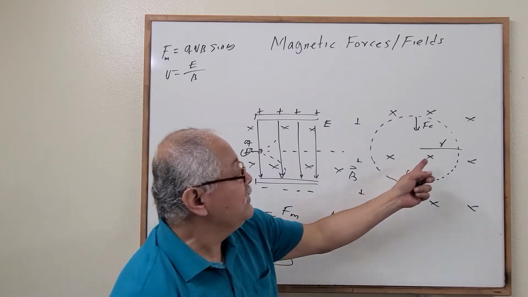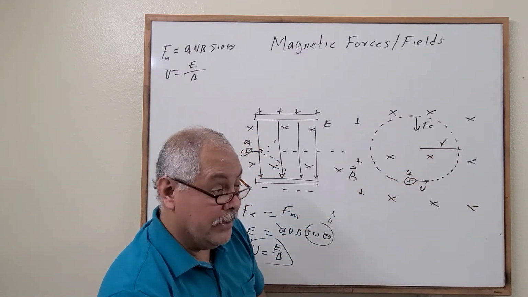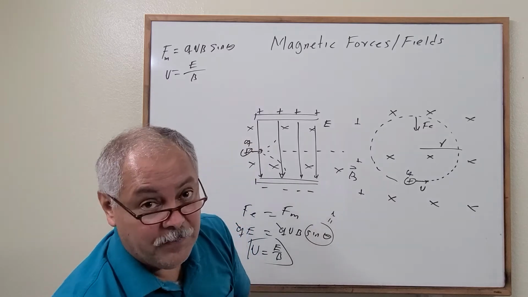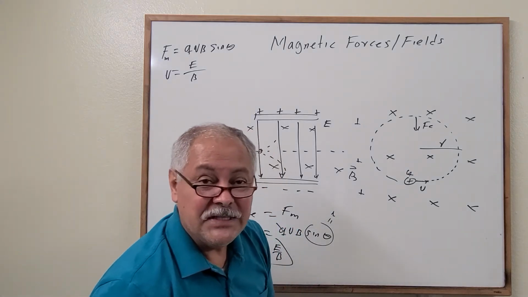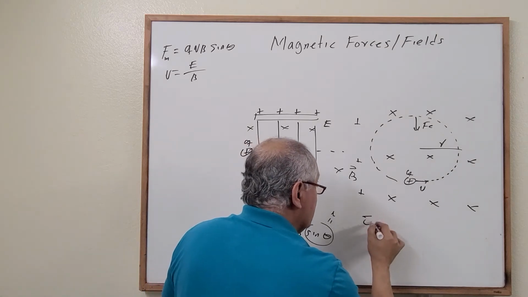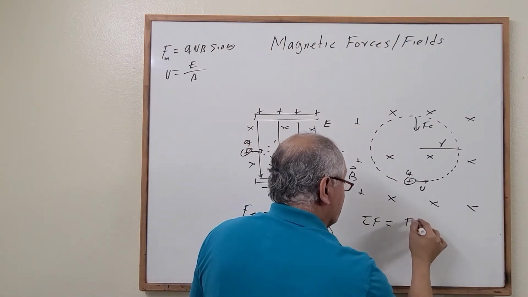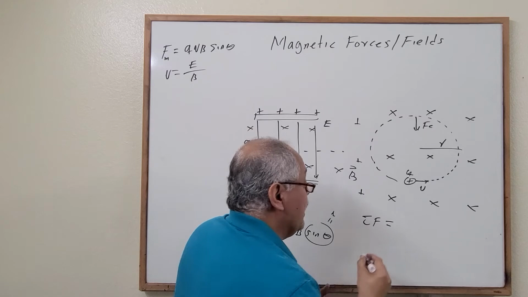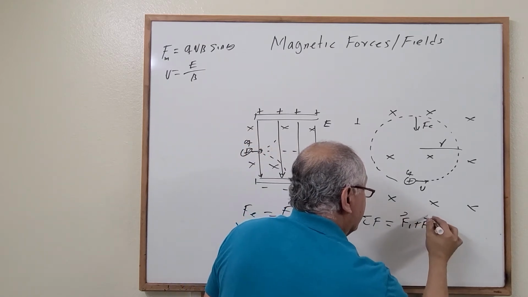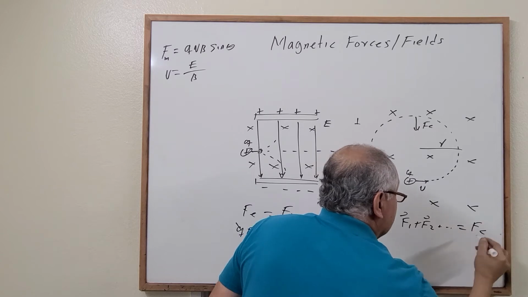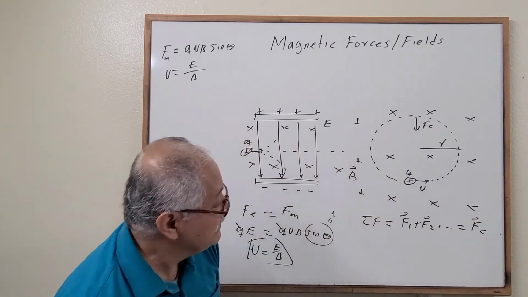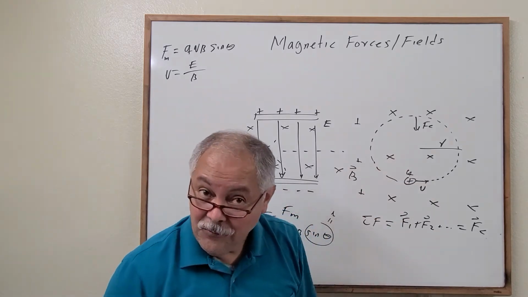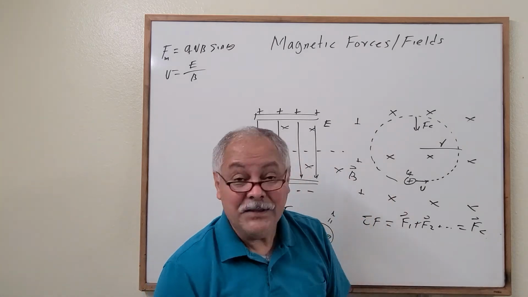Now, imagine that we're looking for the radius of this circular path. How can we find it? Well, we know that every time we have a particle moving in a circular path at constant speed, the net force is equal to the centripetal force. Using Newton's second law, remember, the net force is the sum of all the forces, F1 plus F2 plus and so on, which must equal the centripetal force. But how many forces are acting? Only one. What is that force? The magnetic force. Then the magnetic force must be equal to the centripetal force.